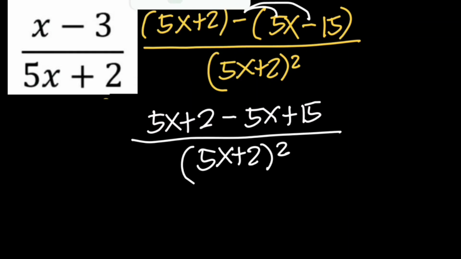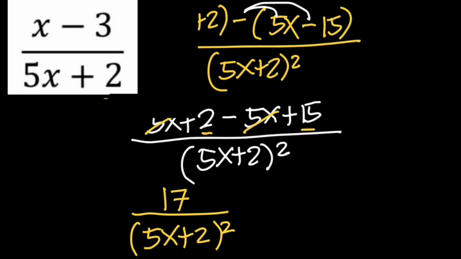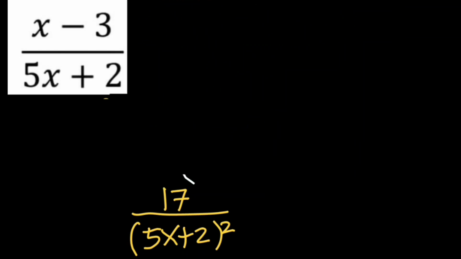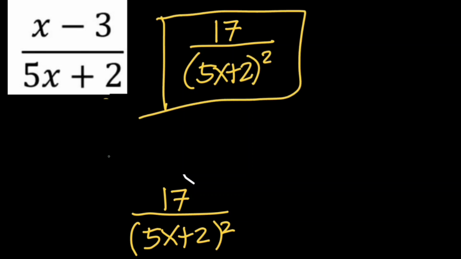And then we group like terms. 5x here cancels out. 5x minus 5x is 0. Then 2 groups with 15. So that would be 2 plus 15, which is 17. So this is just 17 over 5x plus 2 squared. Therefore, the derivative of x minus 3 over 5x plus 2 is just equal to 17 over 5x plus 2 squared. So this is our final answer.